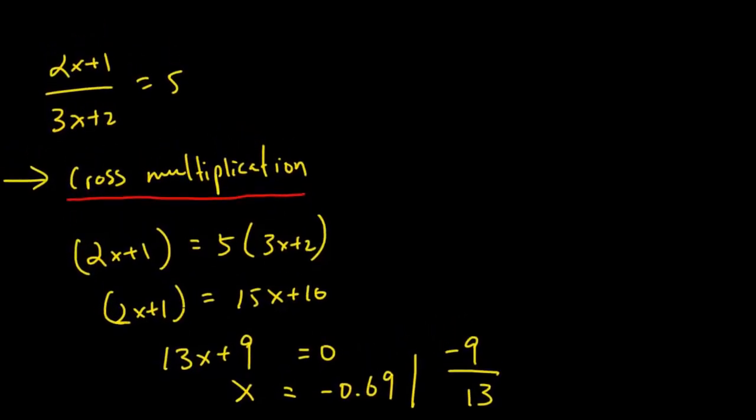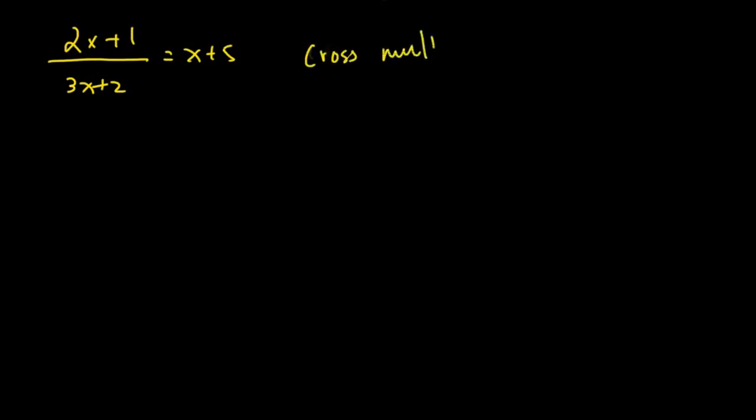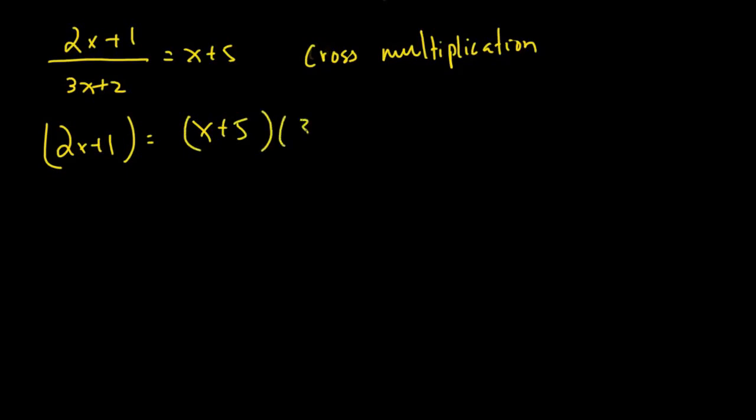Okay, let's look at another one. We have (2x plus 1) over (3x plus 2) equals x plus 5. So again, we'll be doing the cross multiplication. Okay, so let's get started. So 2x plus 1 equals (x plus 5) times (3x plus 2).